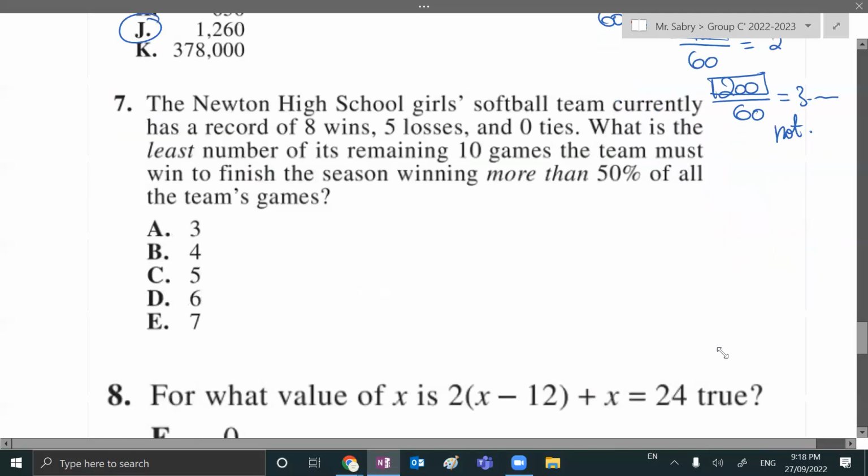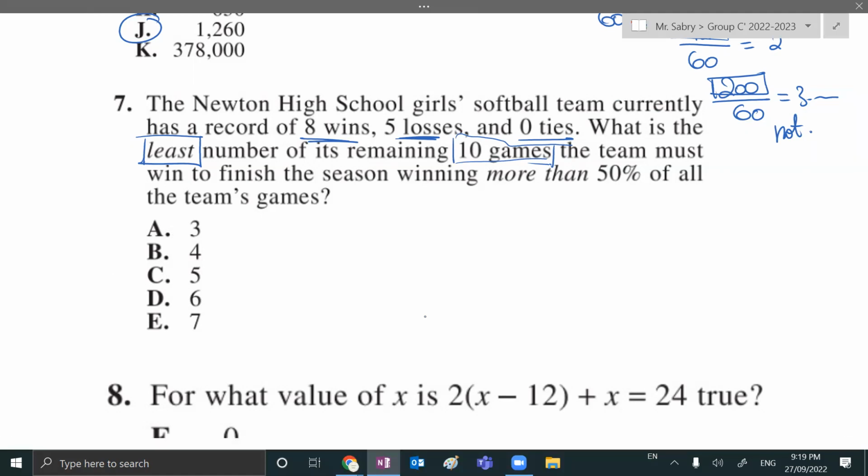Let's see this one. It says here the Newton High School girls football team currently has a record of 8 wins, 5 losses, and 0 ties. What is the least number of its remaining 10 games that the team must win in order to finish the season winning more than 50% of all the team's games? Can someone please tell me what they understood and try to please to help me with this one?